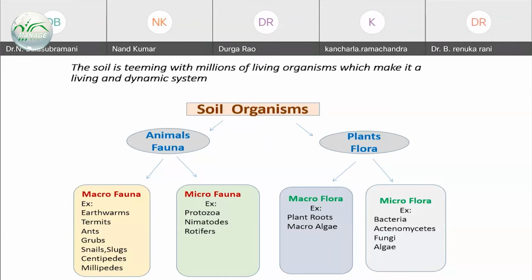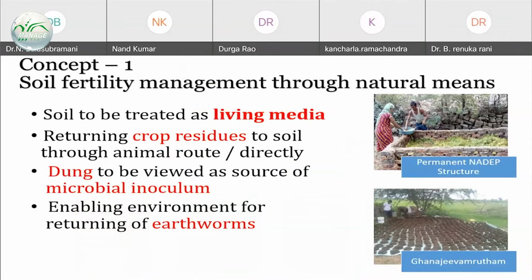What food we have to supply? We have to supply organic food, not chemical food, not chemicals. Here is the management through natural means. Soil, as already discussed, is a living media because it contains so many microbial organisms. Dung, we have to view as a microbial inoculum, not as a fertilizer or manure. We need not dump tons and tons of dung.